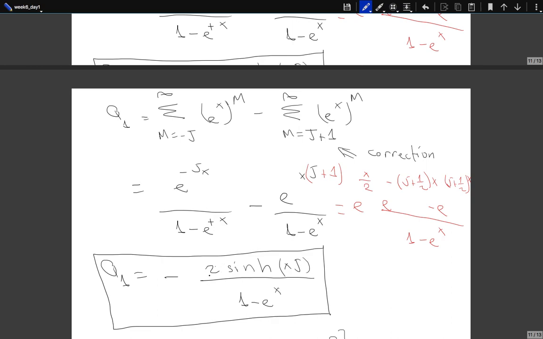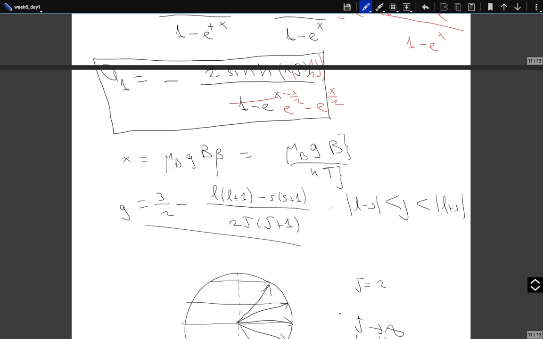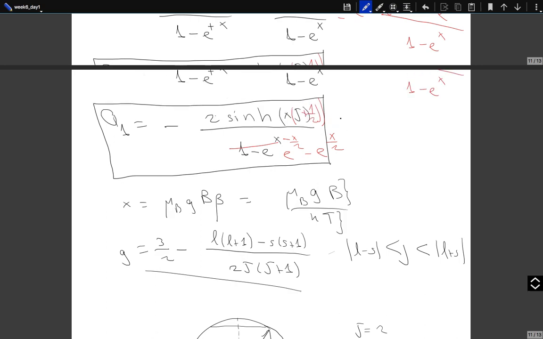So the correction would be, the 2 is correct. Here we don't have j, but j plus 1 over 2. And in the denominator we have basically e to the power minus x over 2 minus e to the power x over 2. So Q1, now let me just rewrite it. Sine hyperbolic x times (j plus 1 over 2) divided by sine hyperbolic x over 2. This is our Q1, corrected one.